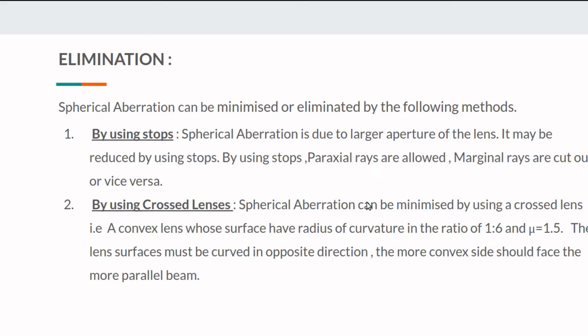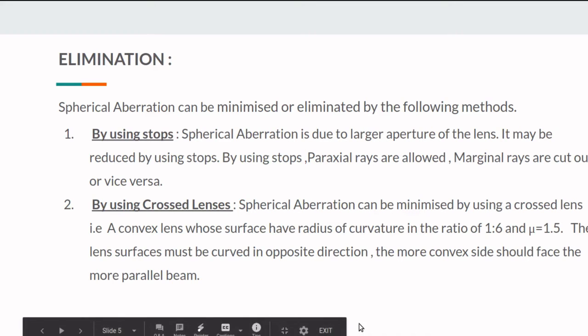But this method is not suitable because only one type of rays is allowed, and we do not allow all the rays which are incident on the lens. Then automatically the intensity of the image decreases. Therefore, the stops method is not a suitable method, but it is used only for some purposes in laboratories.